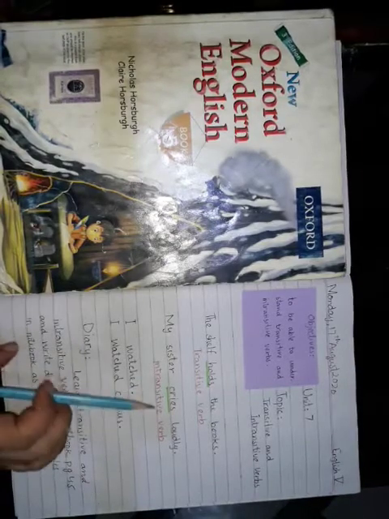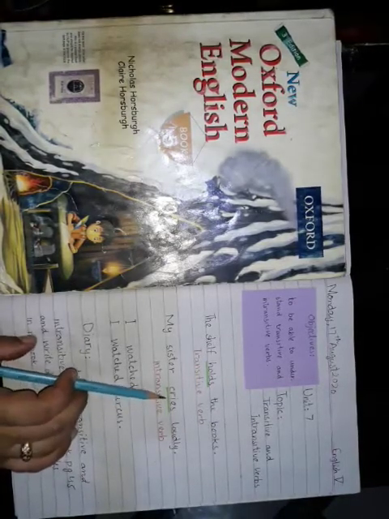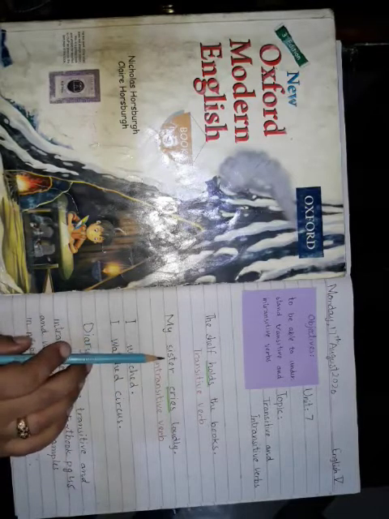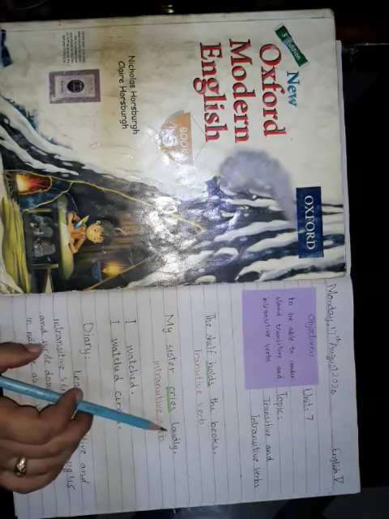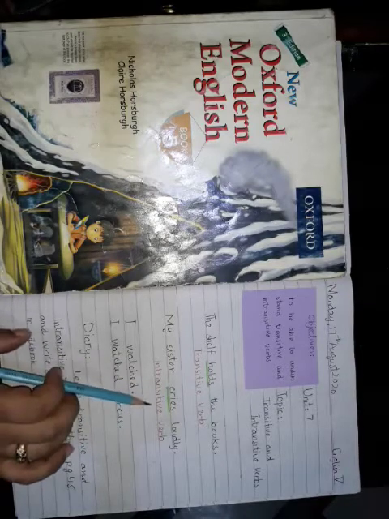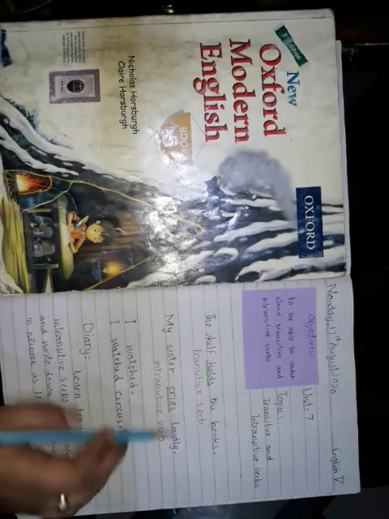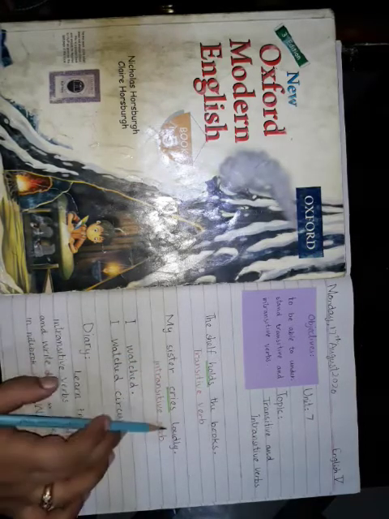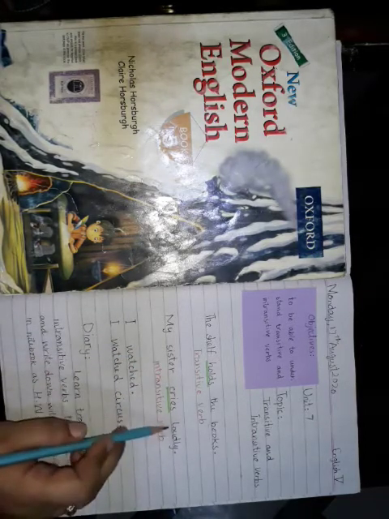My sister cries loudly. What is the verb in this one sentence? Cries. Cries is the verb, right? My sister is the subject and there is no object. So this verb is intransitive because this sentence, you see, my sister cries loudly. This one sentence ends with an adverb.